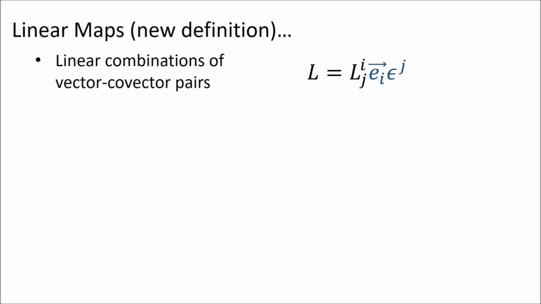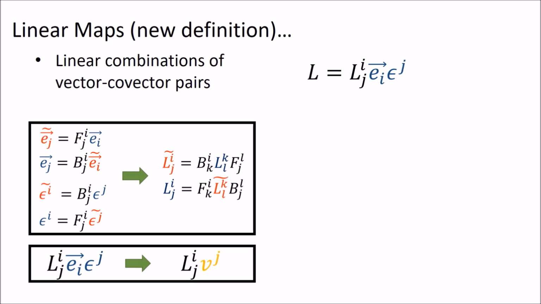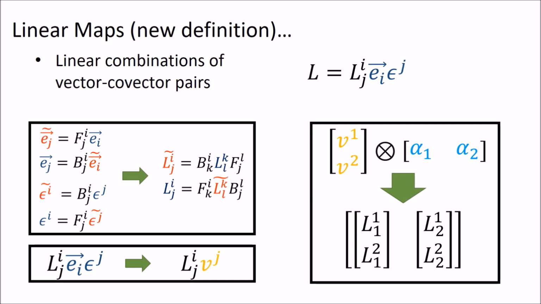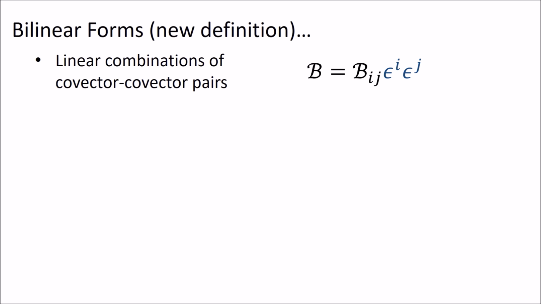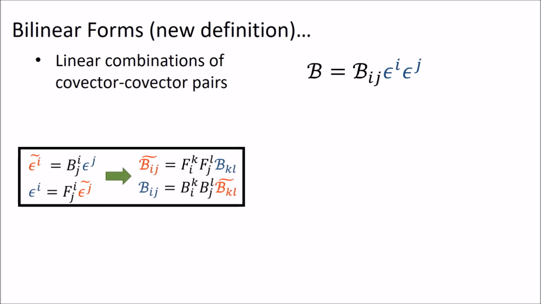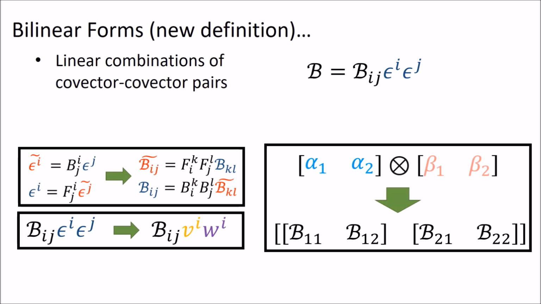So far, we've said that linear maps are really just linear combinations of vector-covector pairs. And using that point of view, we can easily get the transformation rules, the multiplication formulas, and the array shapes all for free. And we showed that we can do the same thing for bilinear forms. We said that bilinear forms are just linear combinations of covector-covector pairs. And again, this easily helps us get the transformation rules, the multiplication formulas, and the array shapes. So what I want to do now is introduce some tensors you've never seen before.